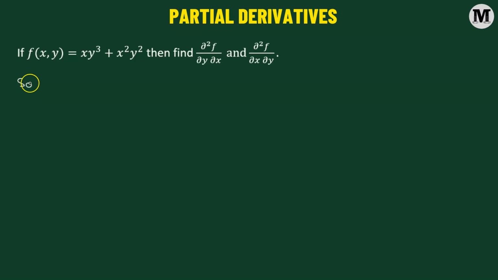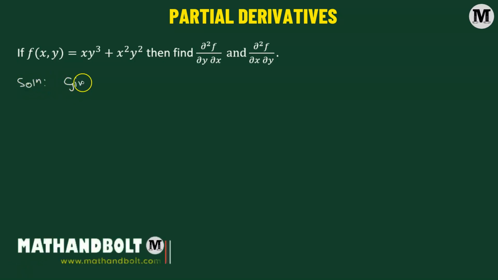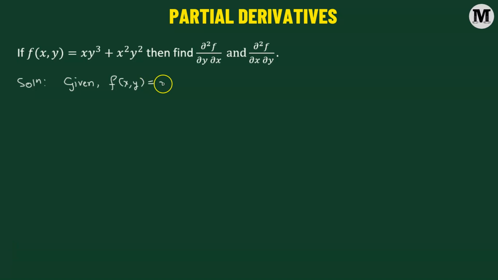First, let us begin by computing the first partial derivative. So we start with our given function. Here we are given f of x comma y. So it's a function of two variables x and y. That's x times y cubed plus x squared y squared. Right. Now what we'll do, we'll take the partial derivative on both sides with respect to x.